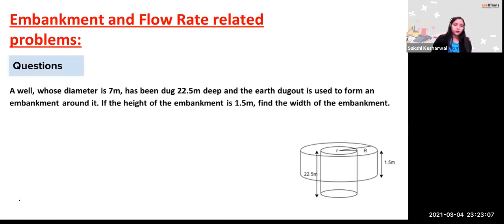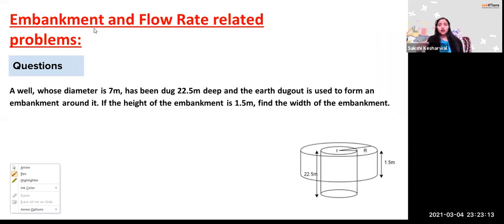What does the question say over here? It says that it is an embankment and flow rate related problem. So what you have to see is, let's suppose you are going to dig out earth, the mud, from the ground. And if you put it and make a cuboid of that block, what will be the volume of that cuboid? The volume of that cuboid will be equal to the volume of the cylinder which has been dug out from the earth, which is in the shape of a cylinder, right? So we have to follow that the volume remains the same.